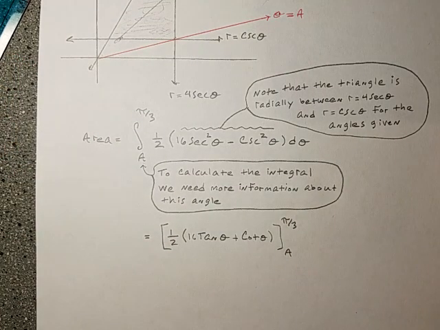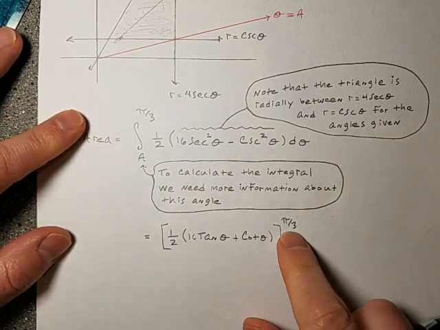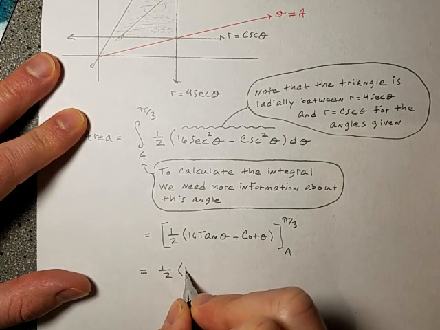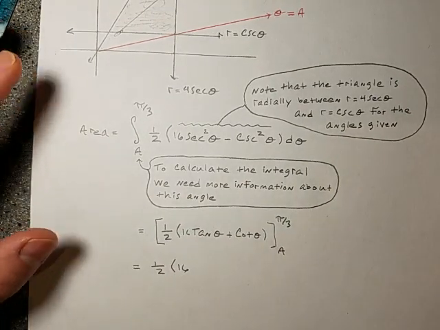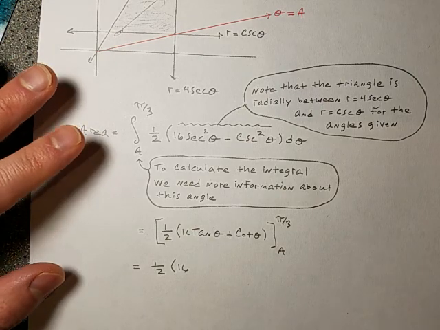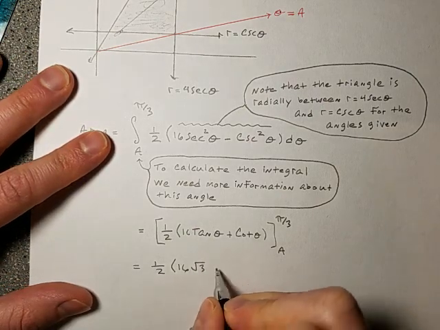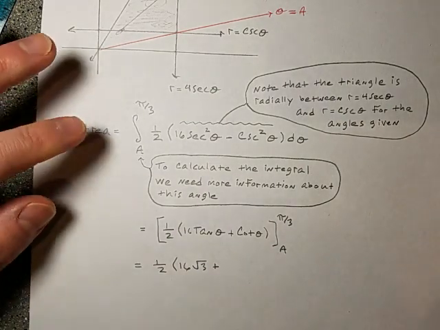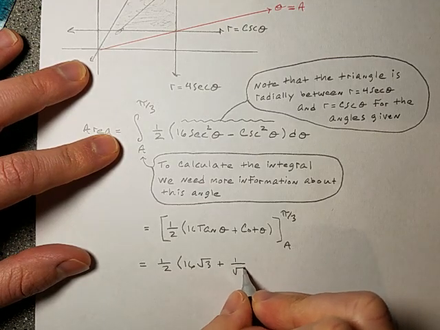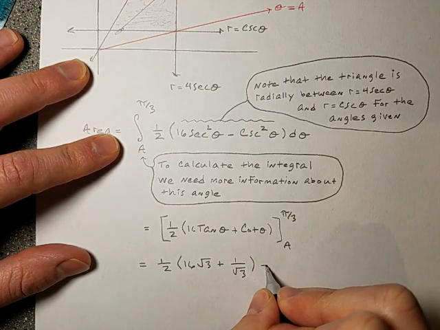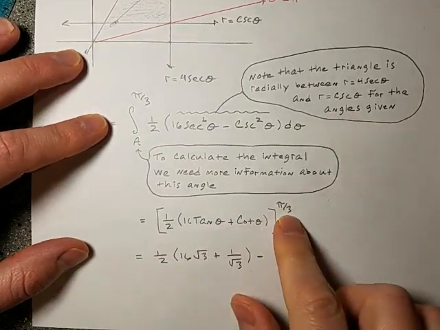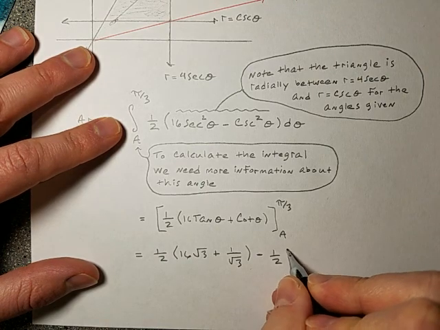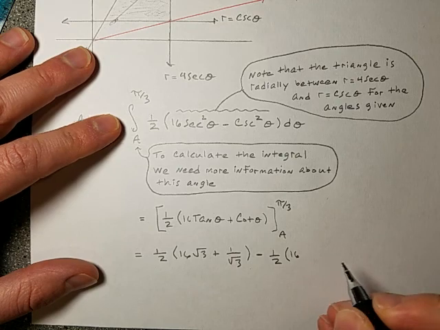All right, let's do the math with the upper bound. Tangent of 60 degrees, tangent of pi over 3, turns out to be root 3. So I'll get square root of 3. And then cotangent of pi over 3, cotangent of 60 degrees, is 1 over root 3. That would be my math with my upper bound for my integral. Minus, okay, so 1/2 16, what? Oh, angle A.